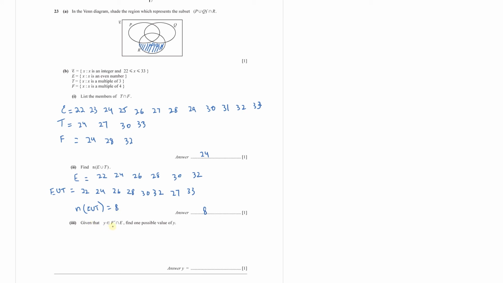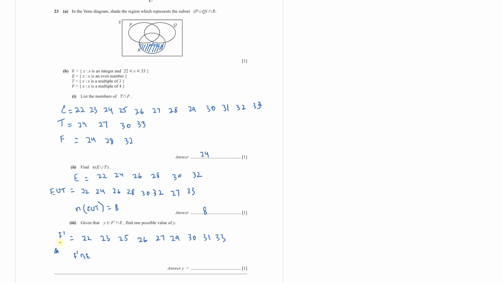Given that y belongs to F complement intersection E, find one possible value of y. So you have F here. So let's write down the elements of F complement. That would be all the elements that are not part of F. So you have 22, 23, 24 is part of F so we skip that. 25, 26, 27, 28 is also there, 29, 30, 31, 32 is there, skip that. And 33. And E, you already have listed here, which is 22, 24, 26, 28, 30, and 32. So you have to find the intersection of F complement and E.